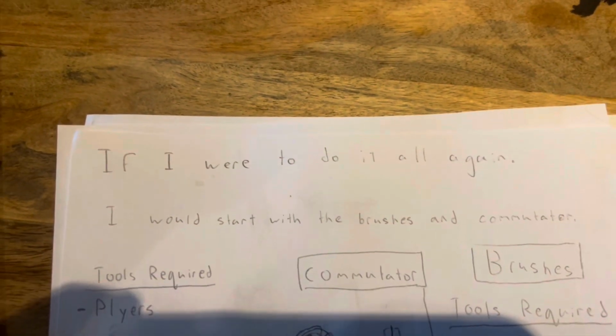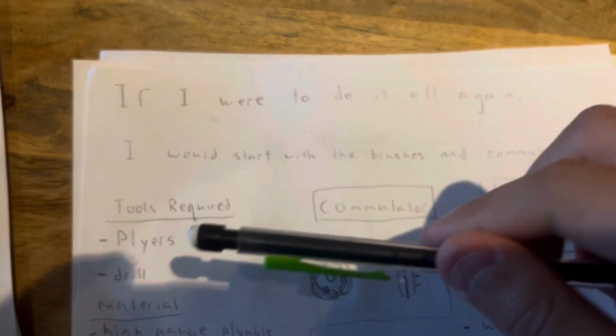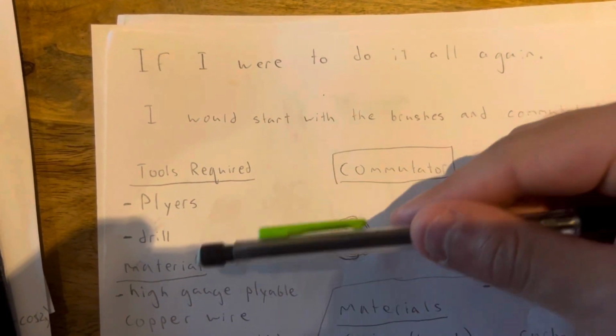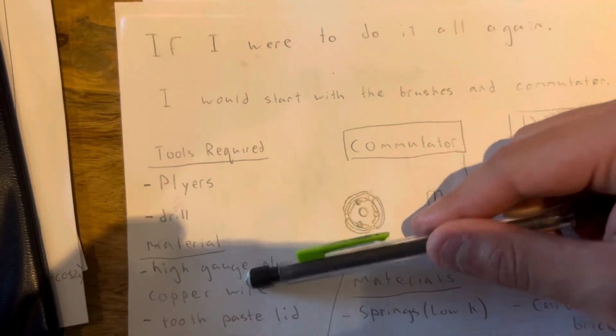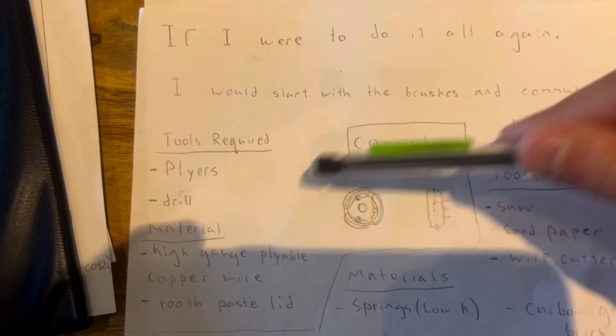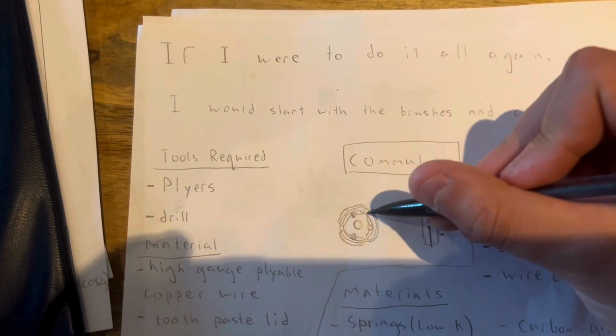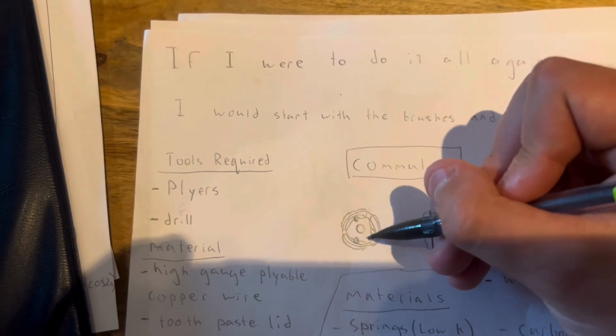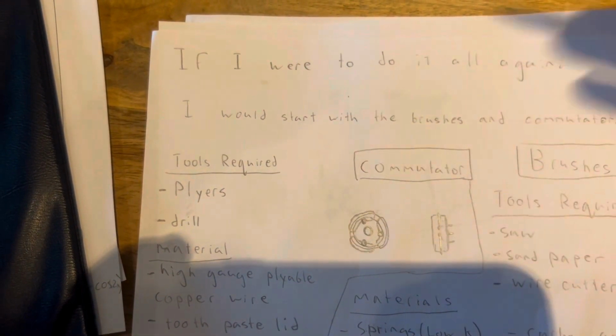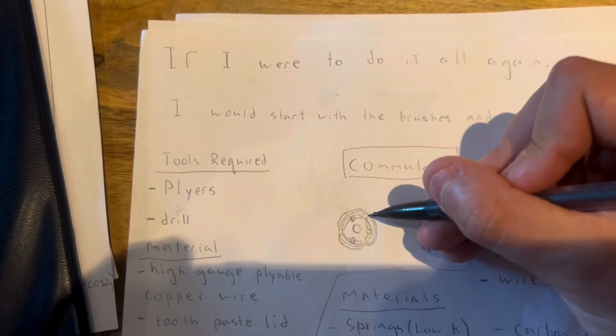First, I would start with the brushes and the commutator, because that's where most of my problems happen. Tools required would be pliers and a drill. Material would be high gauge pliable copper wire, which I actually had and used as the commutator before, and something like a toothpaste lid, just so you could drill a few holes in it. You'd also want to drill a hole through here, so you'd need a drill, I said that.